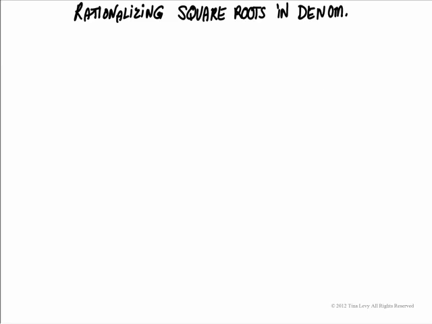This first video on rationalizing square roots in the denominator, we're just dealing with square roots to start with. For example, suppose I have the problem 4 divided by square root of 2. Square root of 2 is irrational.